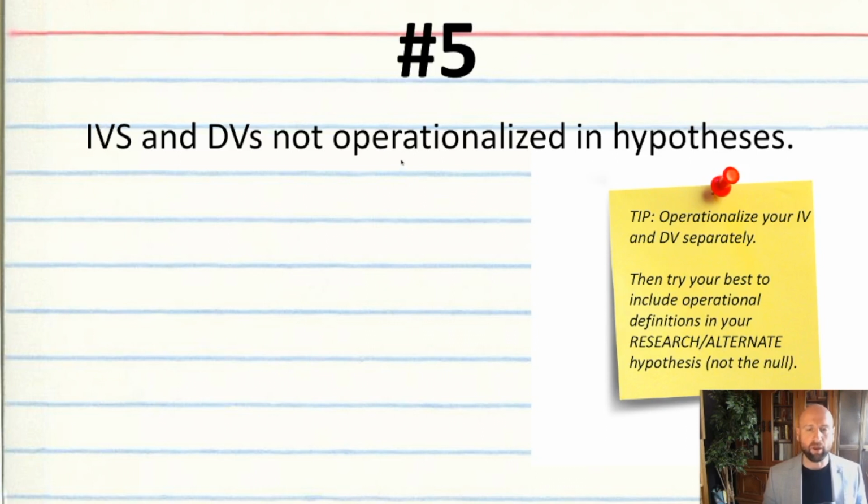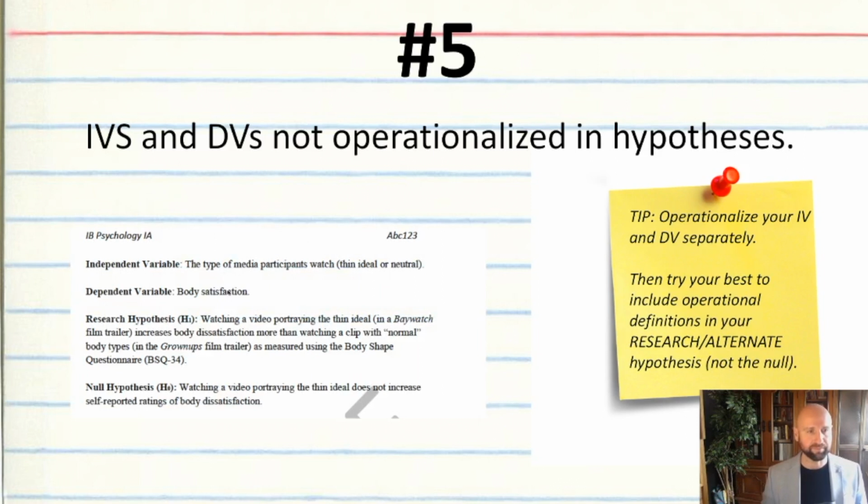Now, just a reminder, an operational definition is how are you defining that variable in your particular study. So specifically, how are you going to manipulate your independent variable? Be very specific. And specifically, how are you going to measure your dependent variable? So for example, in my IA that I wrote as an example, okay, my independent variable was the type of media, presenting the thin ideal or a neutral, and the dependent variable was body satisfaction.